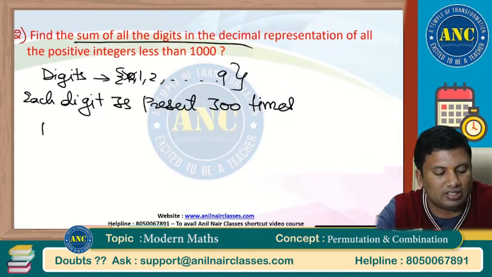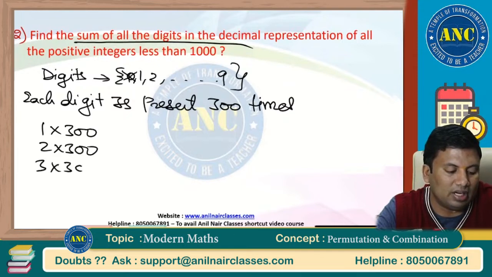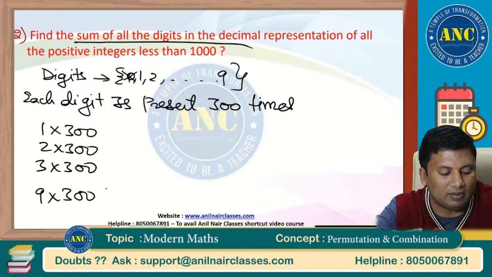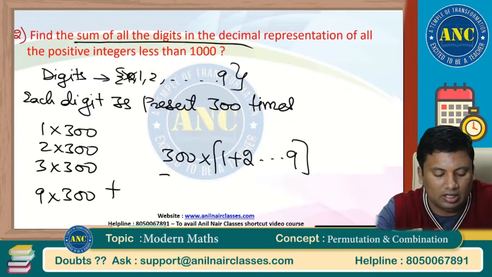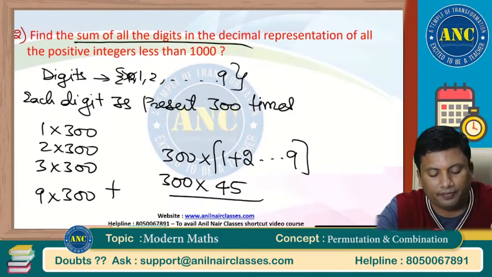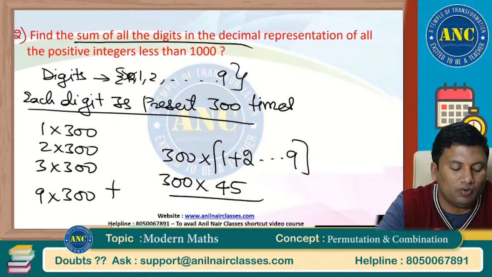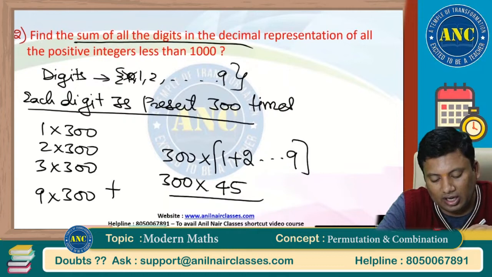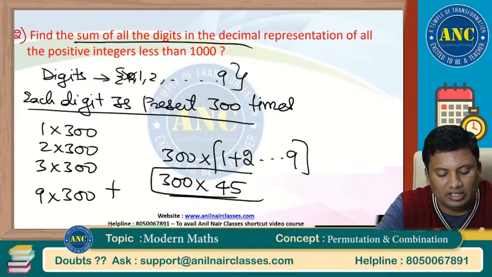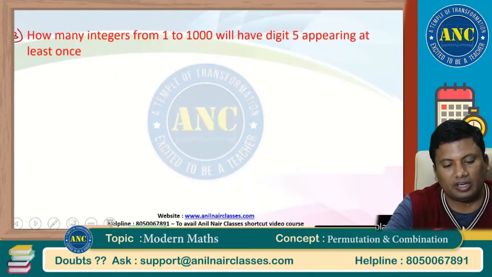Find the sum of all the digits. 1 will come 300 times, 2 will come 300 times, 3 will come 300 times, up to 9, which will come 300 times. So the sum is 300 into (1 plus 2 and so on up to 9), which is 300 into the summation of 9, and that is 45. Each digit will come 300 times. So the sum of all the digits is 300 into 45. Next one.